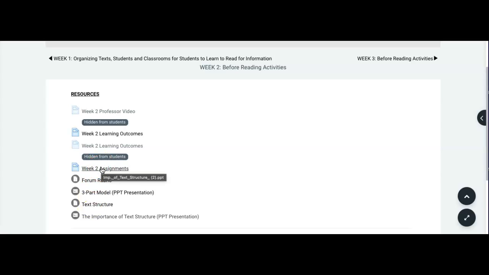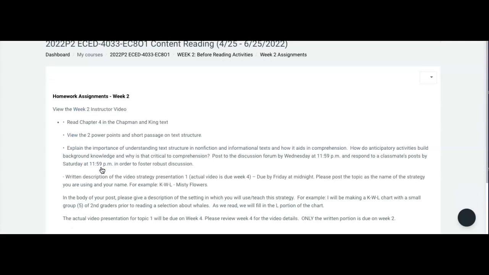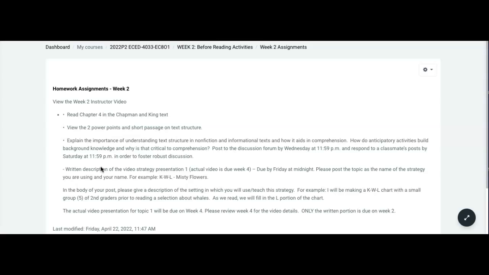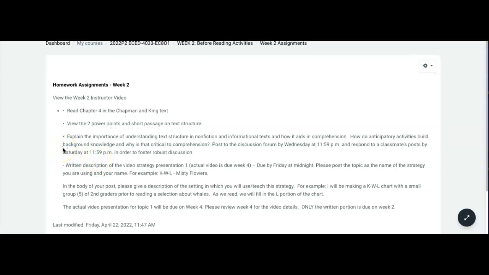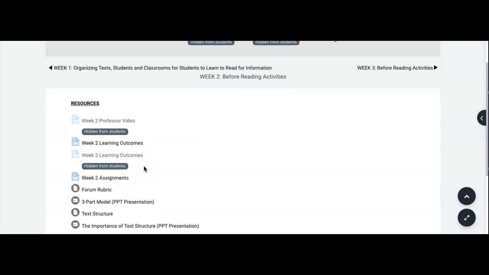Go back to the assignments for a second. You're going to explain the importance of understanding text structure in nonfiction and informational texts and how it aids in comprehension. How do anticipatory activities build background knowledge, and why is that critical to comprehension? The next forum is you're going to have a written description of your video presentation that is due in week 4. But you're going to have the written description submitted in week 2.